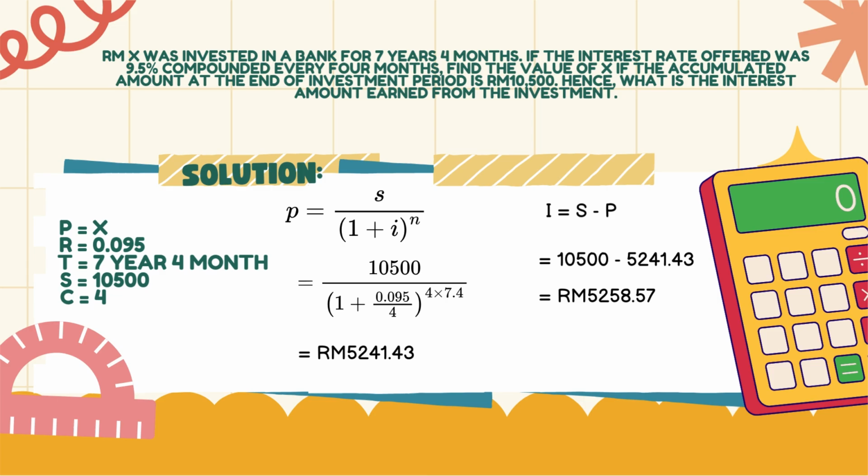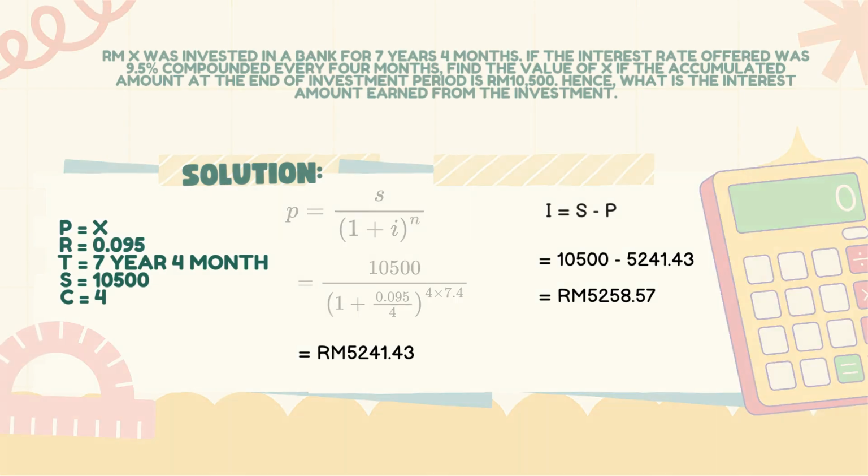The simple formula for finding the interest is I equal to S minus P. Fill in the amount and get I equal to RM 5,258.57.